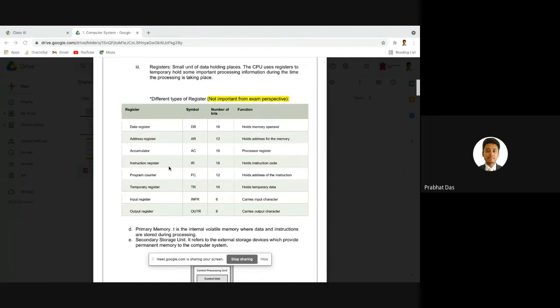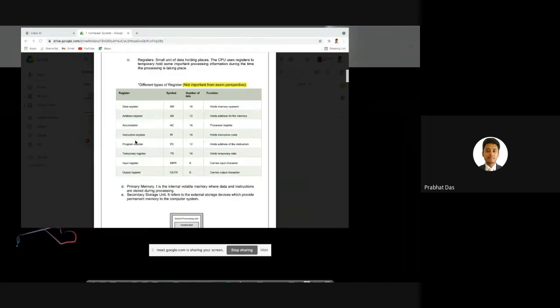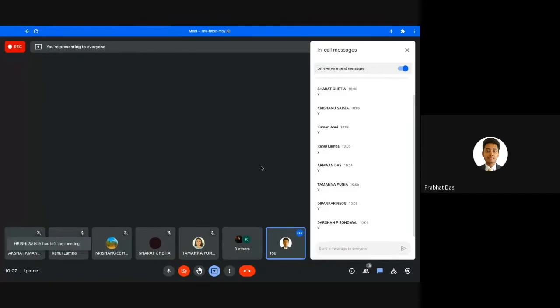The program counter holds the address of the instruction. The instruction that you have supplied to the register needs to be stored somewhere, and that will be done by the program counter. The temporary register will store the temporary data while processing. The input register will store the input value. The output register will store the output value. So these are the different types of register. I hope the concept of register is clear as of now.